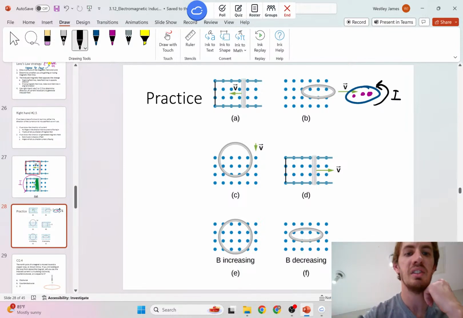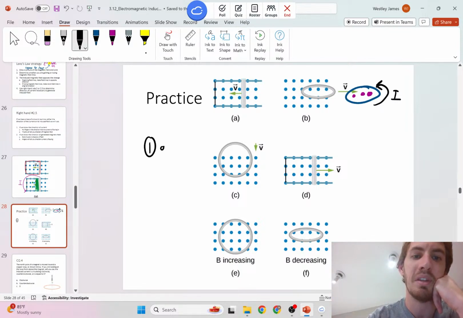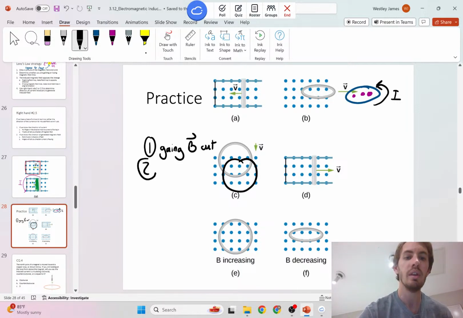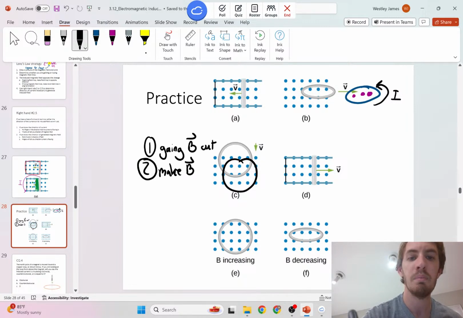So kind of breaking this into the 3 steps. First step, I'm gaining B out. As it goes down, I'm getting more of them out. Oppose the change. Step 2, how do I oppose gaining B out? Make magnetic fields that are in. How do you cancel them out? You make them the opposite direction.